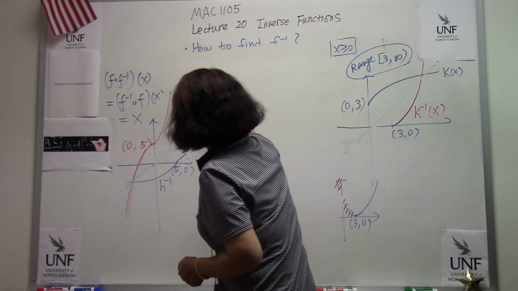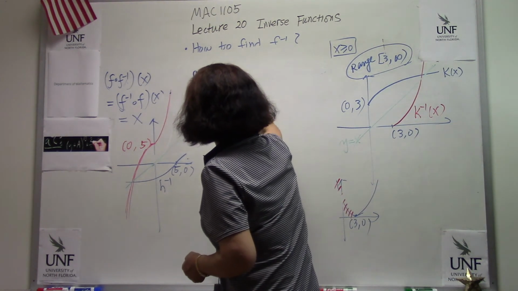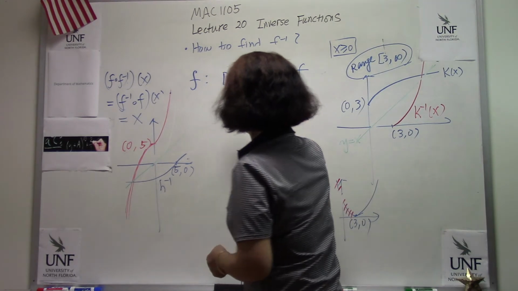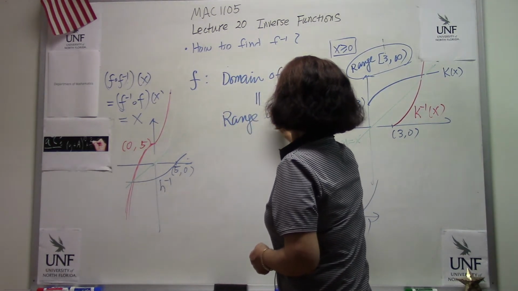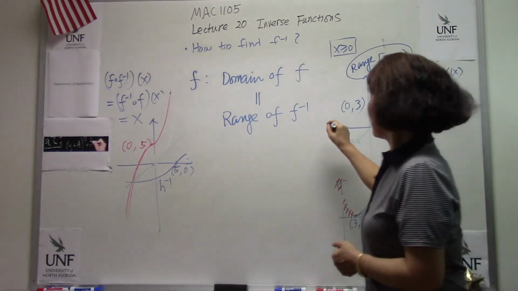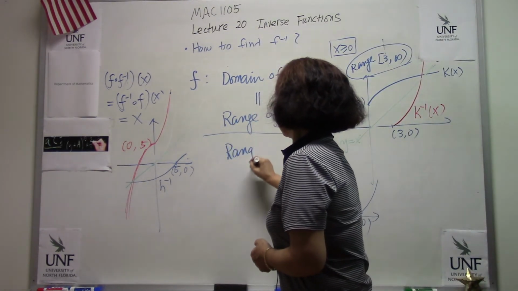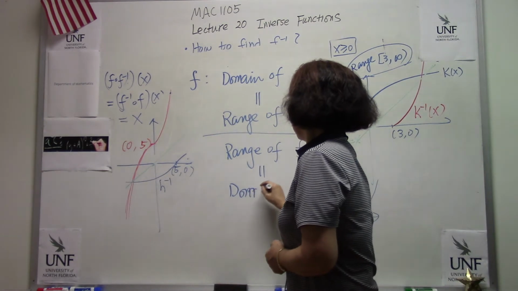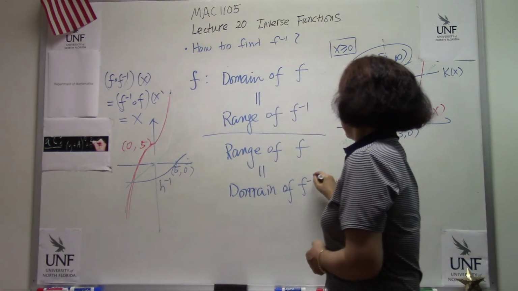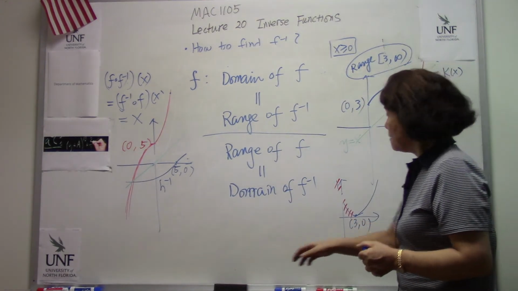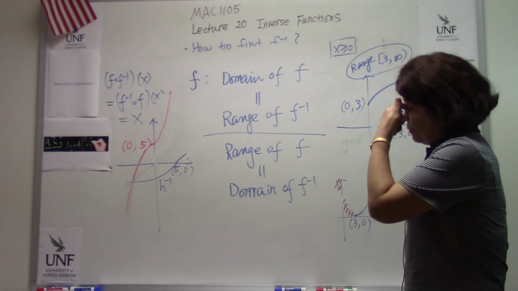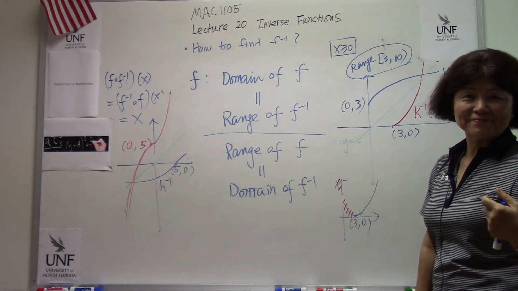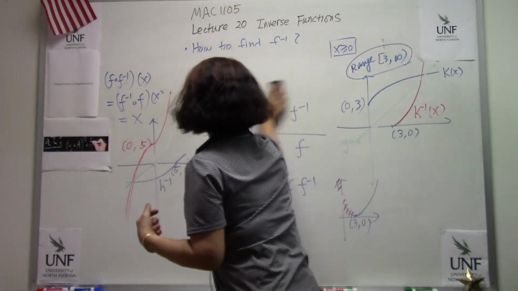So we have a function f of x. It's the domain of this. The domain of a function f is the same as what? The range of f inverse. And again, the range of a function f is the same as what? The domain of f inverse. This is going to be a very, very useful tip if you keep using it. Don't forget that all the graphs will look like that. So, how was the inverse function today?